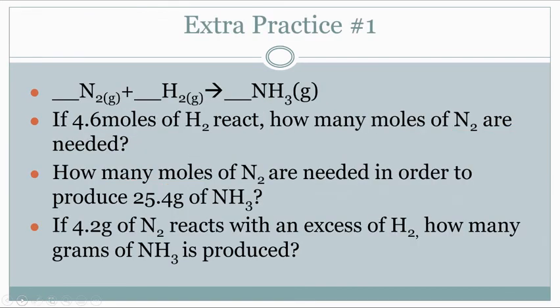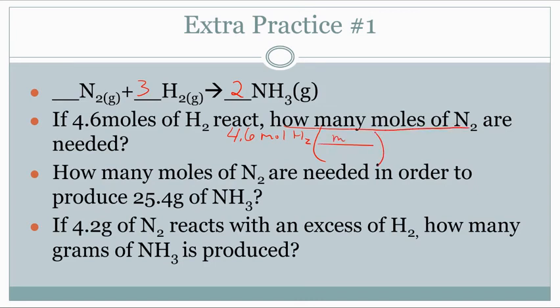Okay, so here's another set of practice problems that we can look at. We have 4.6 moles of H2. If that reacts, how many moles of N2 are there? Well, let's go ahead again and balance this reaction. I put a 2 here and a 3 here. 4.6 moles of H2. And I'm going to how many moles of N2?